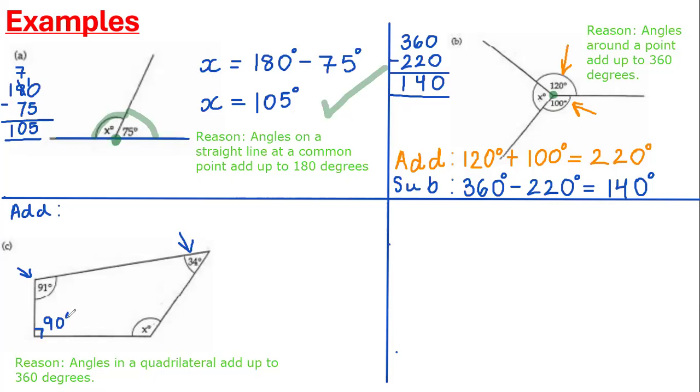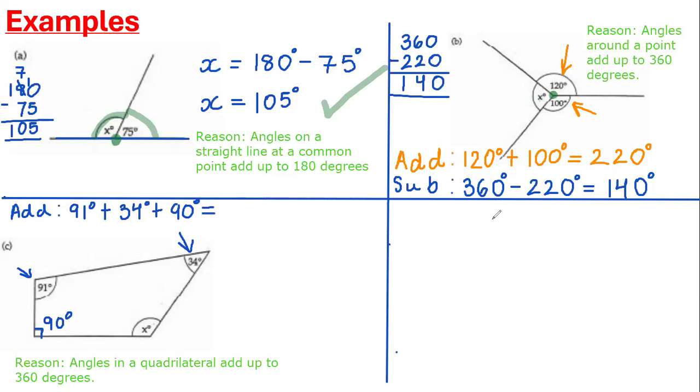So that means that we have 91, 90, and 34. Let's add them together, right? So it's going to be 91 degrees plus, I hate doing the degree sign, that's annoying, 34 degrees, plus 90 degrees. And when we add all of them together, we get what?